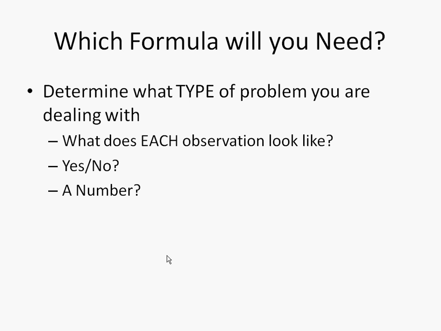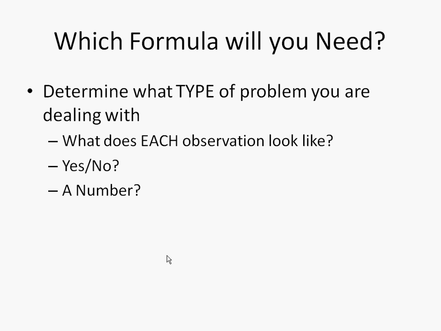And in order to decide which one you want, you're actually kind of going to go down a decision tree. Your decision tree starts with thinking about each observation of your data. What does each observation look like? Is it a yes or no? Like, is the person you interviewed male or female? That gives you a yes or no question. Are they male? Yes. Or are they female? Yes. Another yes/no question might be if you ask somebody if they are a Democrat and they say yes or no.